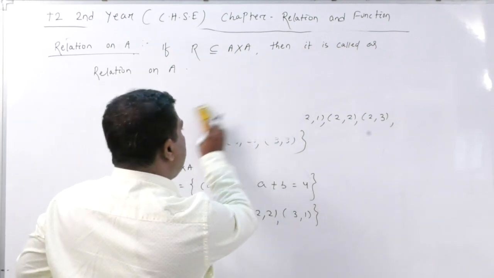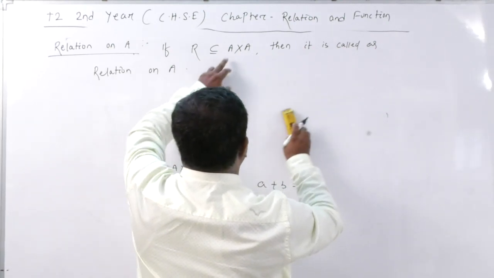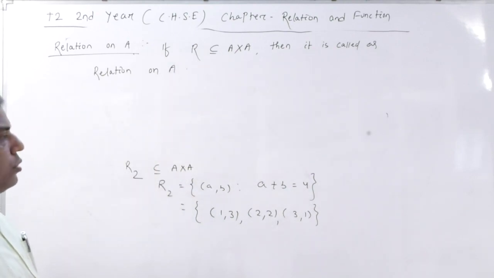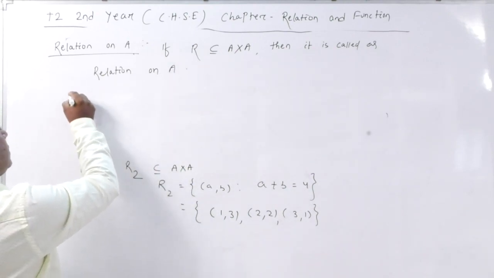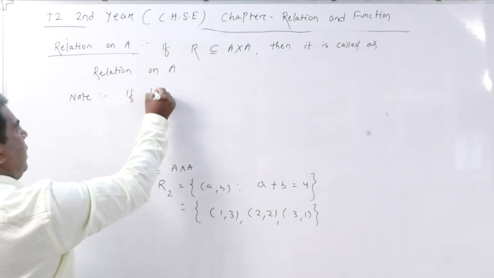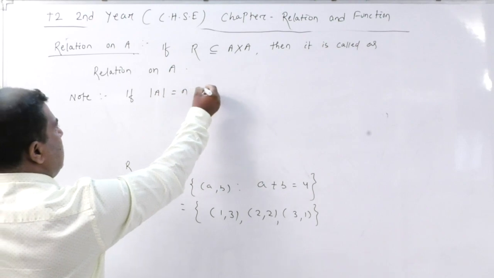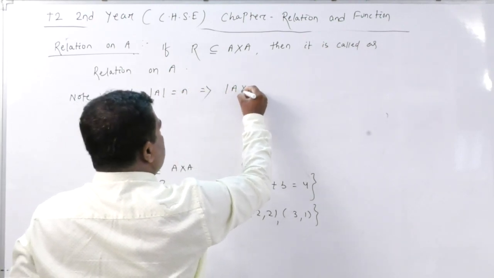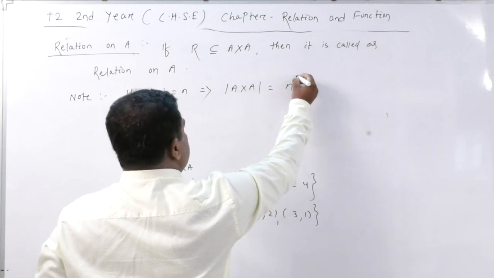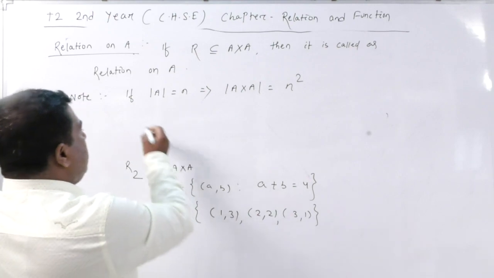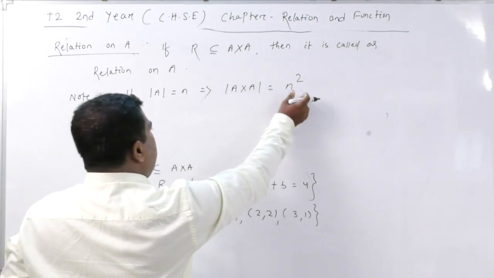How many relations on A cross A are there? It again depends on the cardinality of A, because every relation is a subset of the product set. So the note is: if cardinality of A equals n, that implies cardinality of A cross A equals n square. N is multiplied with itself.